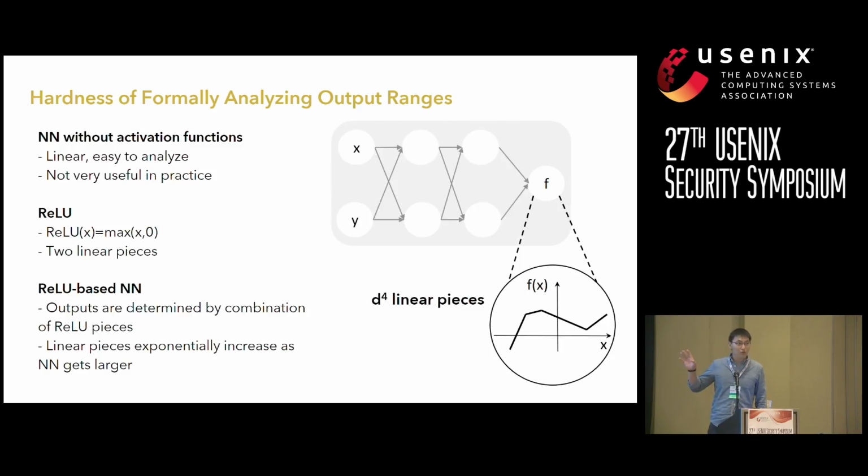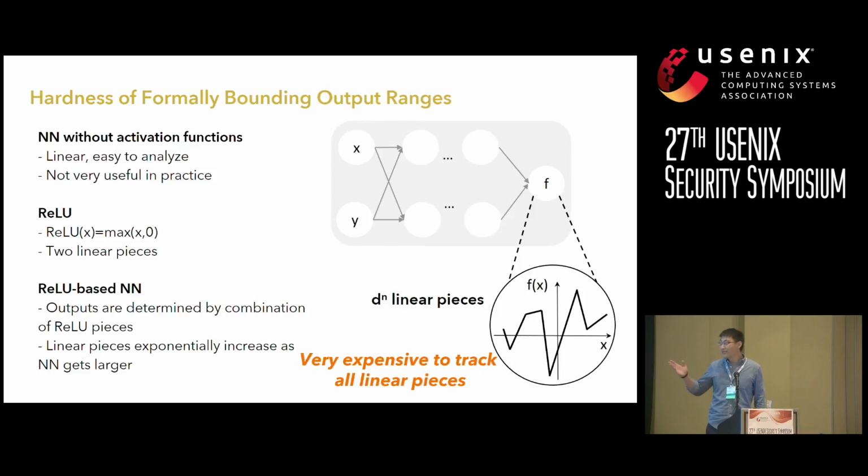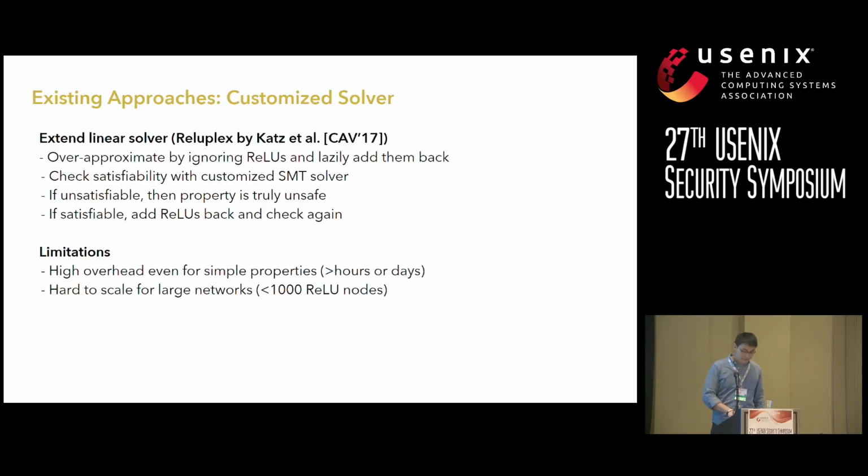Okay, if there are 2 hidden layers, that will be 2 to the 2d linear pieces, and with n layers, that will be 2 to the nd linear pieces, which is very difficult for us to accurately and efficiently analyze the output range, and it's very expensive to track all linear pieces.